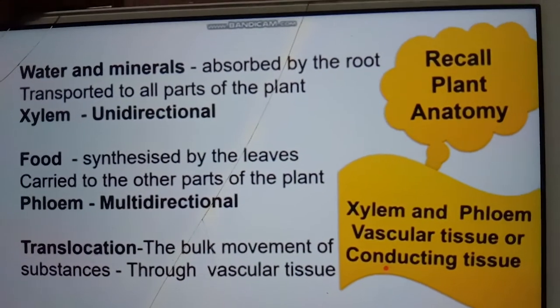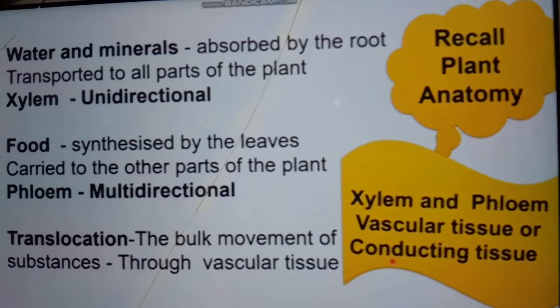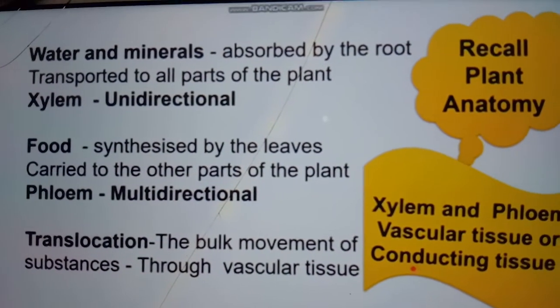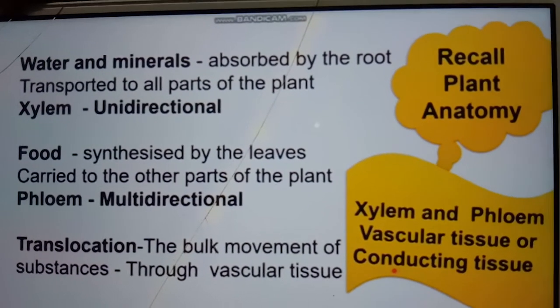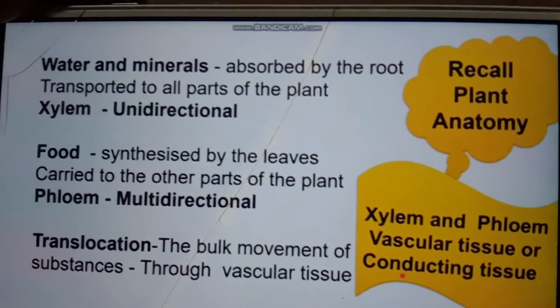Next, food. Food synthesized by the leaves is carried to the other parts of the plant. That is called the phloem. It is multi-directional. That is the difference here. You know the difference: xylem is unidirectional and the phloem is multi-directional.